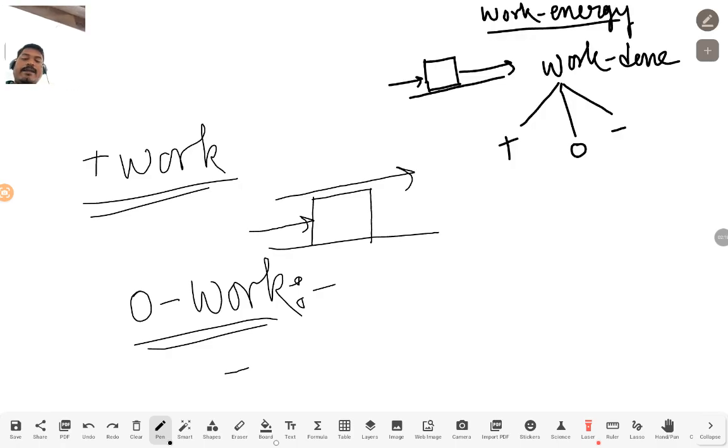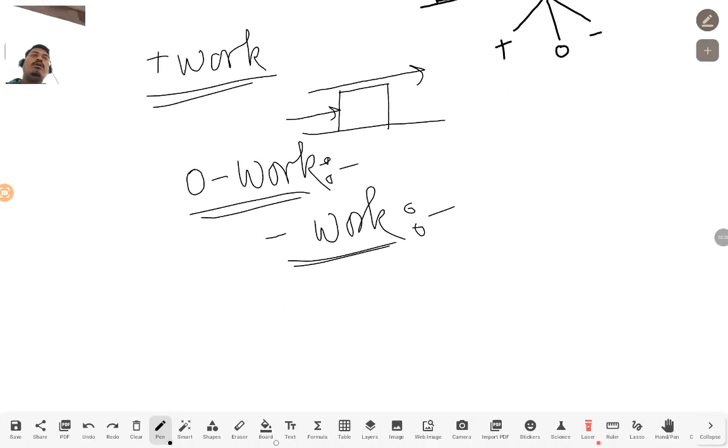Next is negative work done. What is the meaning of negative work done? To understand this, we are going to take a hypothetical example. Suppose the Vande Bharat is coming. You stand just in front of the Vande Bharat and try to push it. It doesn't matter how much force you apply, the Vande Bharat never moves in the direction of the applied force. It always goes in the opposite direction of the applied force. It is an example of negative work done.